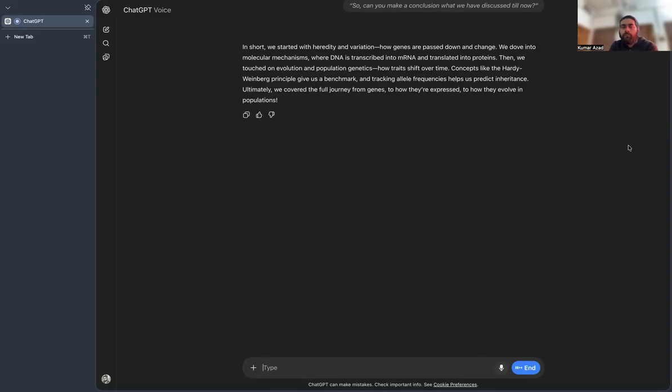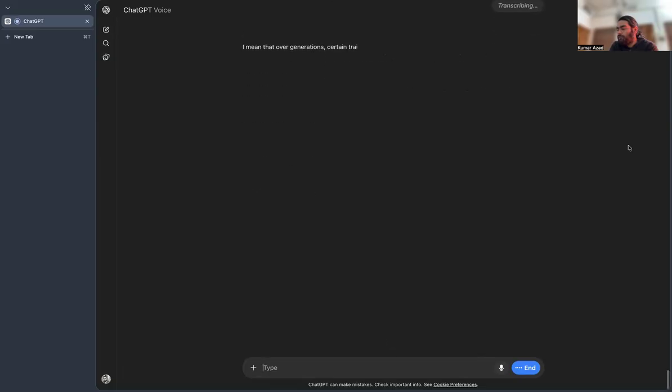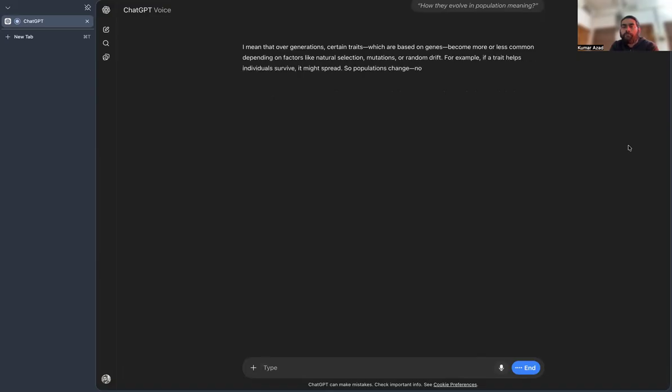How they evolve in populations, meaning, I mean that over generations, certain traits, which are based on genes, become more or less common, depending on factors like natural selection, mutations, or random drift. For example, if a trait helps individuals survive, it might spread. So populations change, not in one individual's lifetime, but over many generations. That's how species adapt and evolve over time.